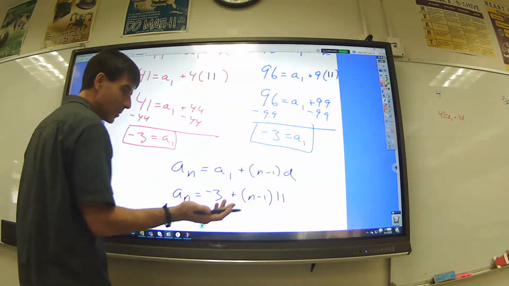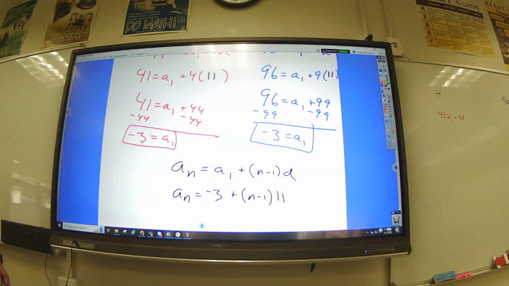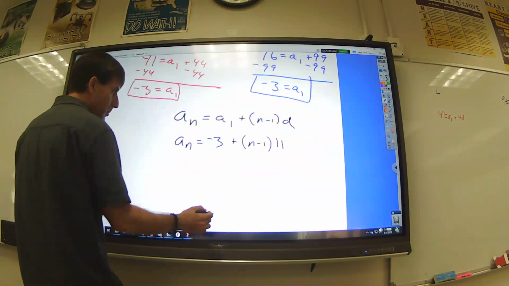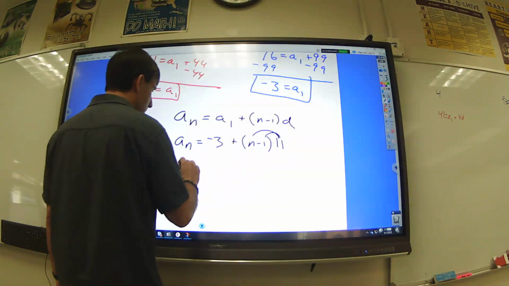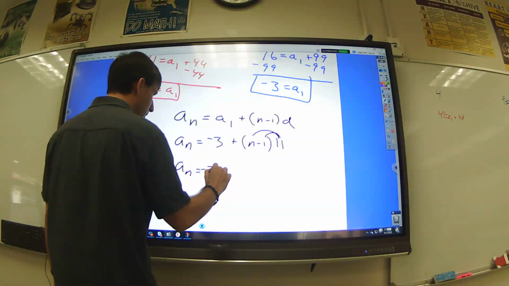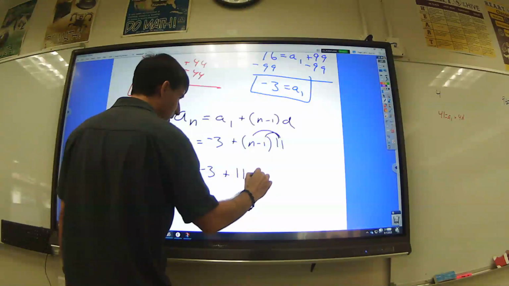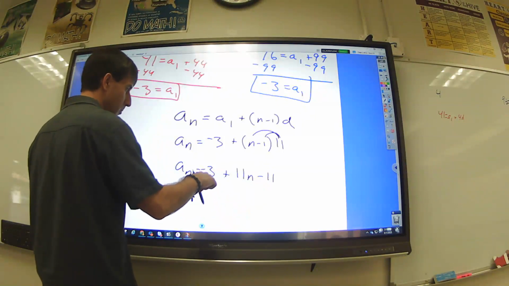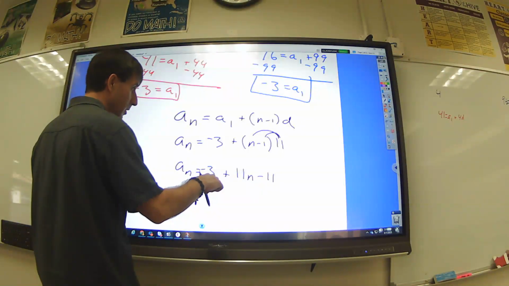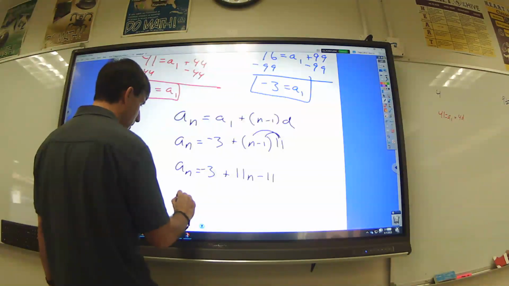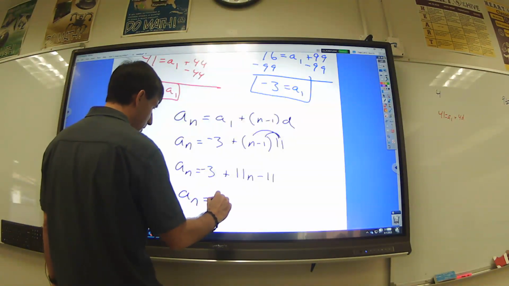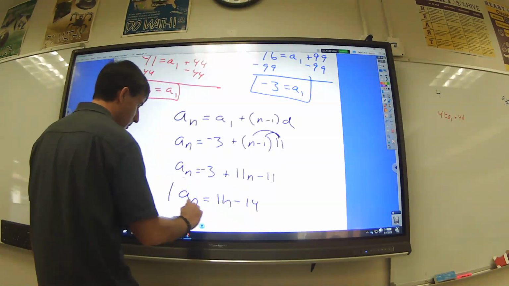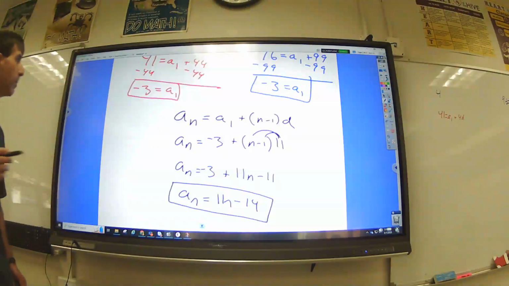And then we go back to our original step, what we did on the very first problem. I'm going to do it real quick, even though I'm sure you guys know how to do it. 11 times that, so a sub n equals negative 3 plus 11n minus 11. So we're going to combine: negative 3 plus negative 11 is negative 14. And that's my answer.